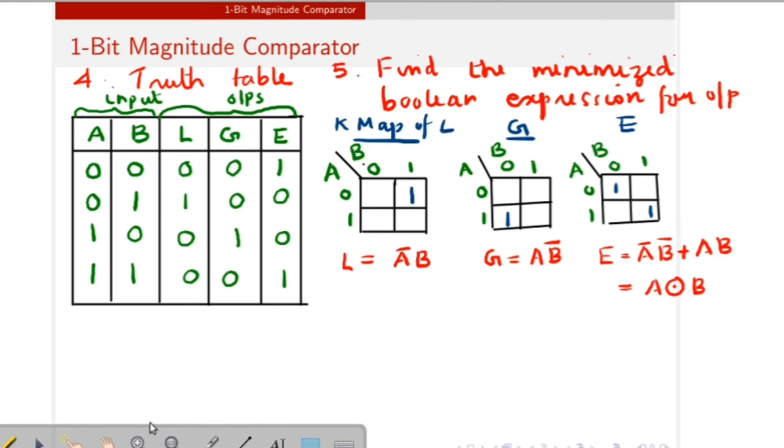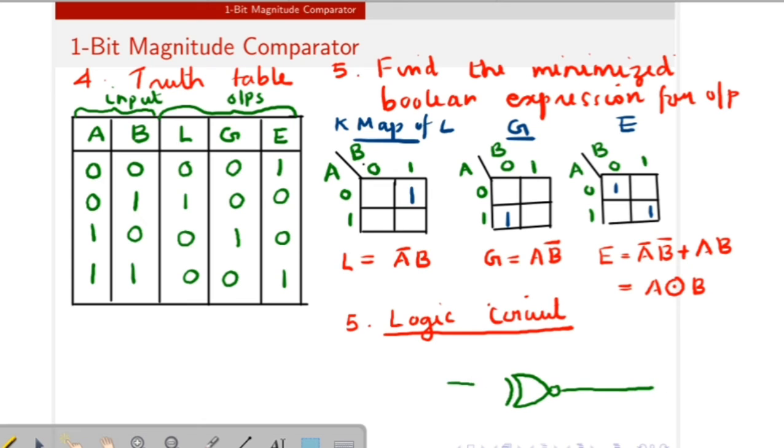Now we can simply draw the logic circuit for the 1-bit magnitude comparator. The next step is to draw the logic circuit, that is the implementation. First we draw an XNOR gate. There are two inputs for the XNOR gate, the inputs are A and B. So we get E is equal to A XNOR B.